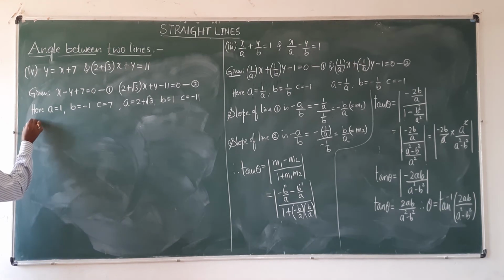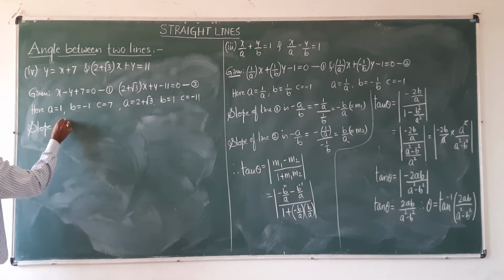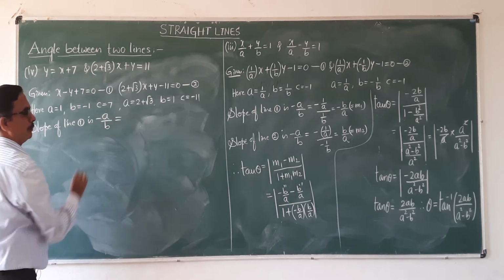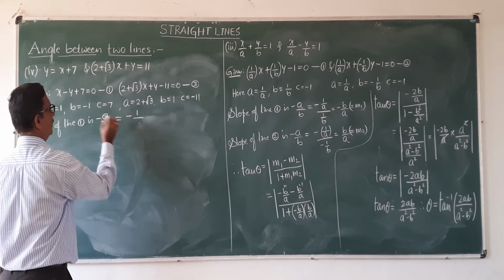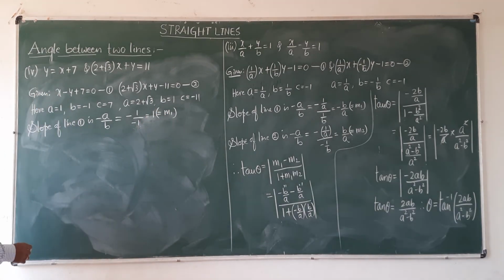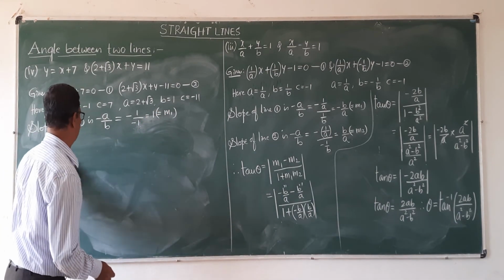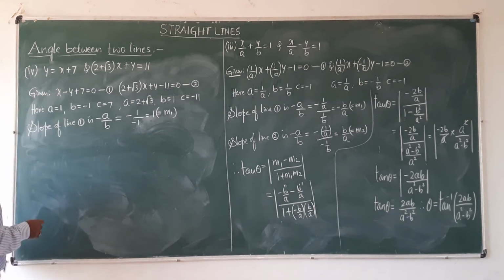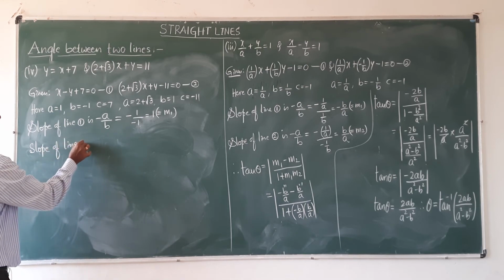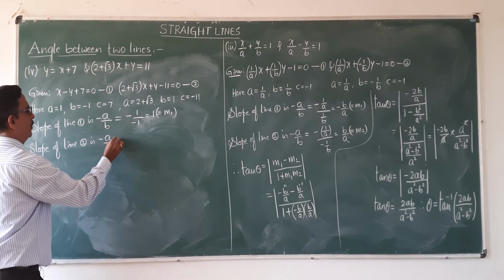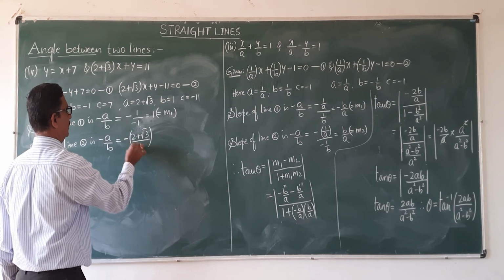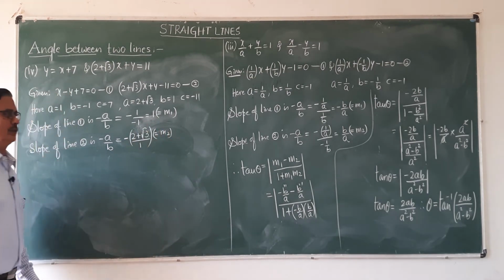Now first to find the slope. Slope of line 1. What is the formula? Minus a upon b. Minus a value 1, b value minus 1, minus into minus plus 1. Call it as m1. Okay. Then slope of line 2. Again the same formula, minus a upon b, minus (2 plus root 3), b value 1. Call it as m2. We got both the slopes.